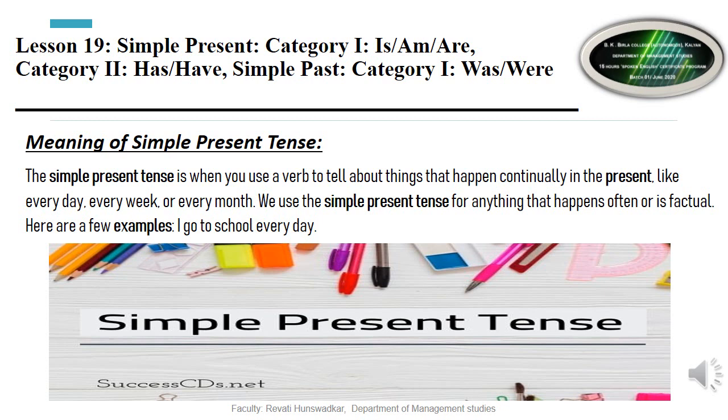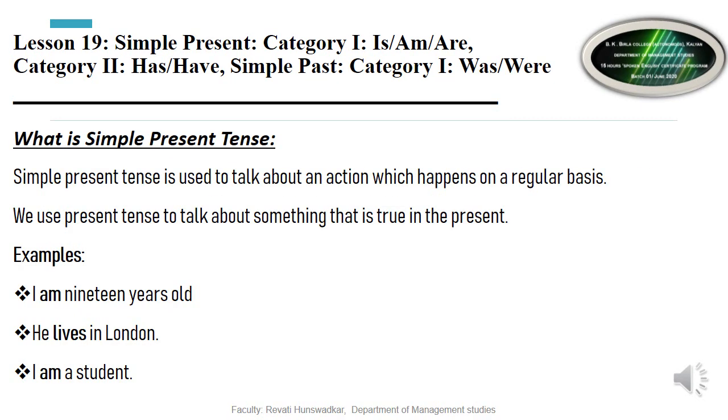Here are some examples. I go to school every day. That means it's a simple present tense which occurs daily and is happening in the present. What is simple present tense? Simple present tense is used to talk about actions which happen on a daily basis. For example, I am 19 years old. He lives in London. I am a student.